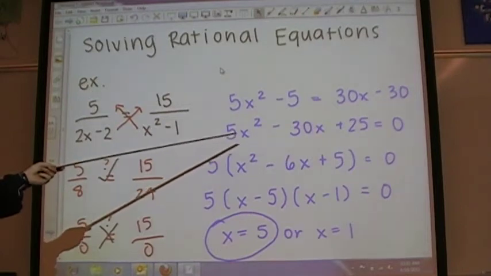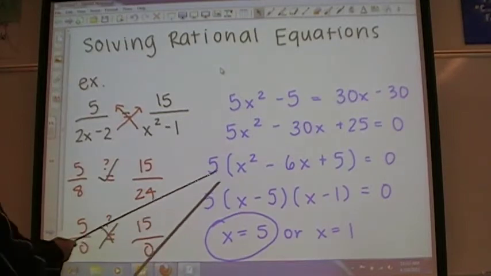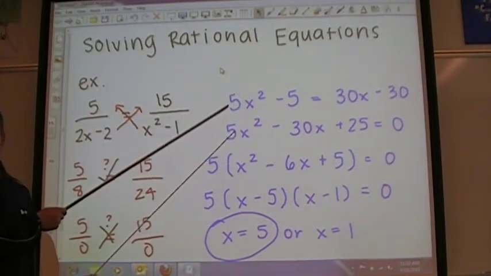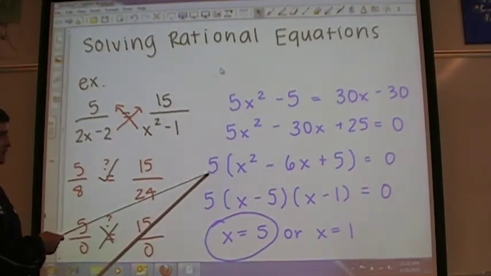You've learned many different methods. You've learned factoring, quadratic formula, completing the square, graphing. What I did was factoring in this problem. First thing we always do when we factor is look for a what? GCF, which was 5 in this case.